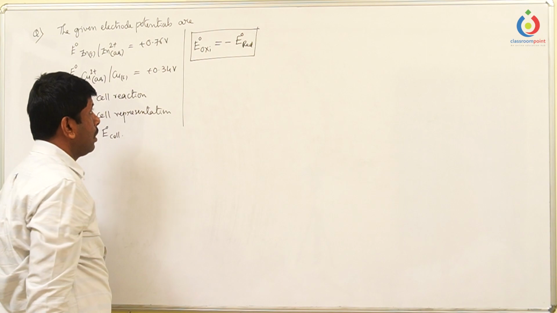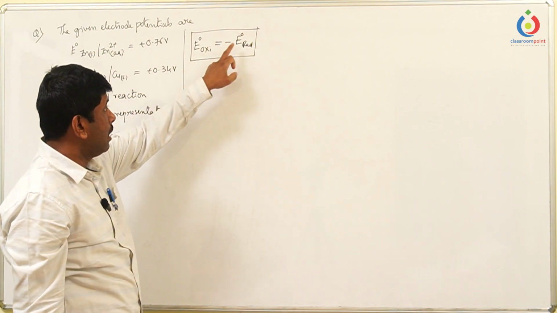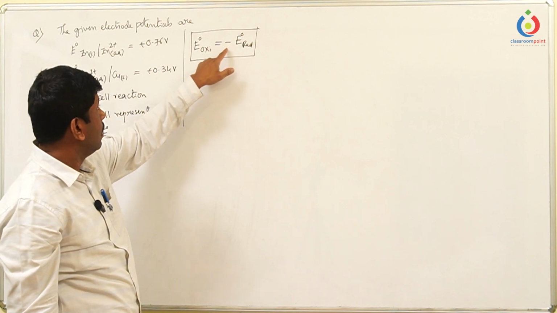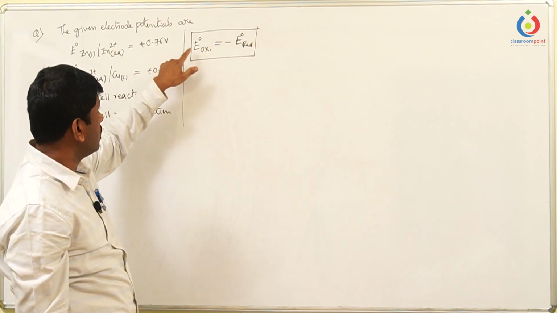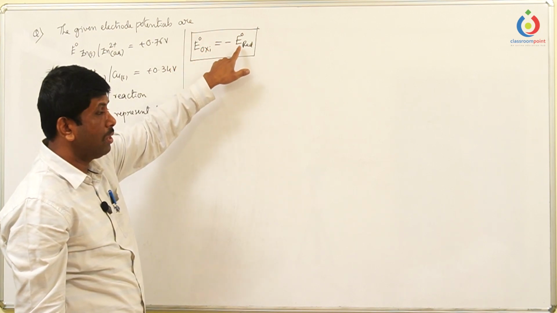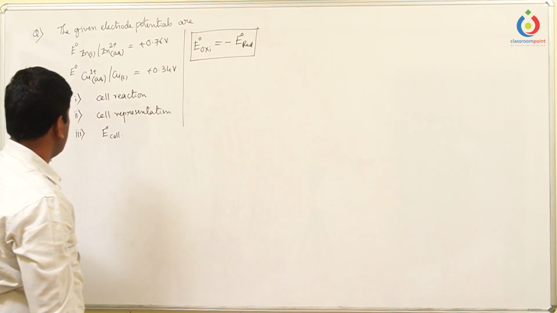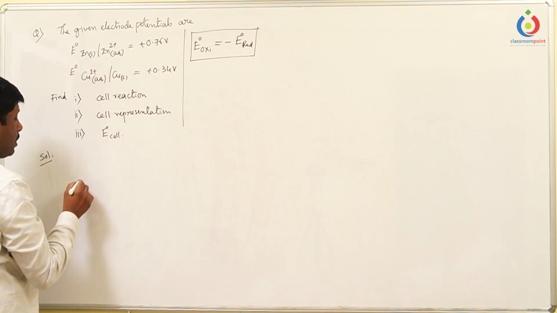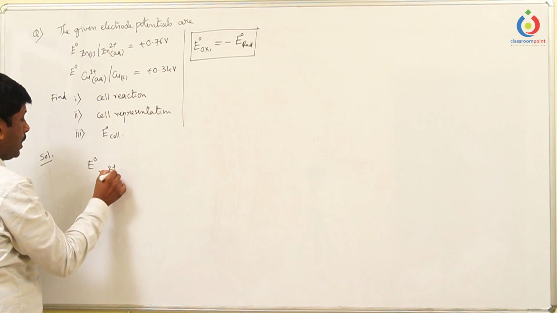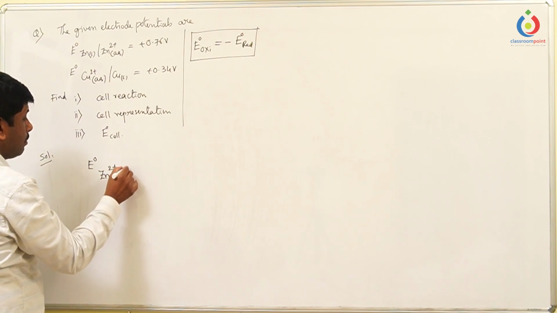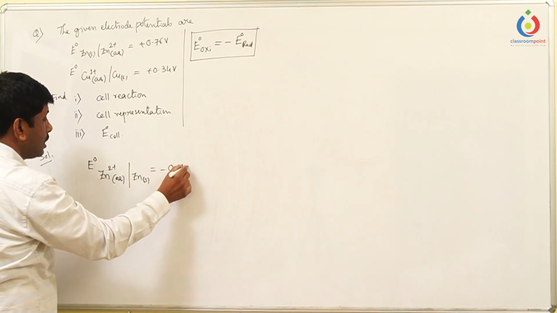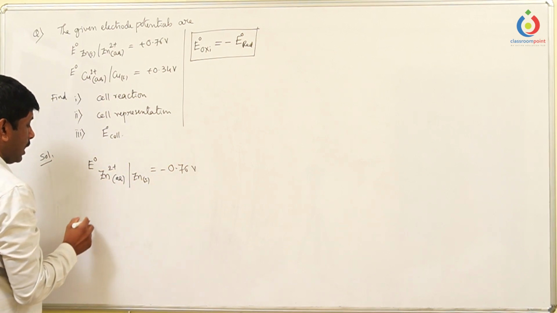That means both oxidation potential and reduction potential have the same magnitude but opposite sign. If 0.76 is the oxidation potential, then its reduction potential is minus 0.76. So let us convert this value into the reduction potential. I am writing the reduction reaction now. Reduction reaction means Zn2+ aqueous converting into zinc solid, giving minus 0.76 volts. See, this is the reduction reaction.